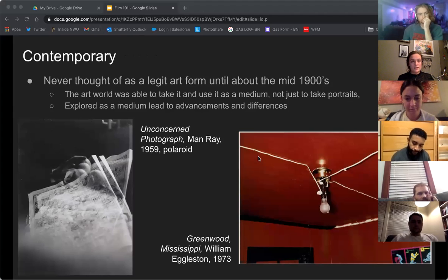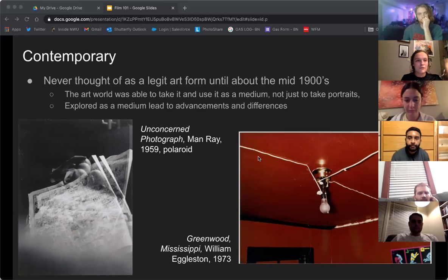And honestly, photography wasn't really seen as an art form until the mid 1900s. So not that long ago, usually when our grandparents were taking photos with their cameras, those kinds of things. And it was more just seen as a way to document things, as you saw in the beginning, just to document that a person was alive, and to take photos for a newspaper, those kinds of things.